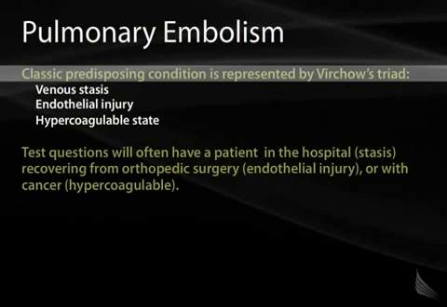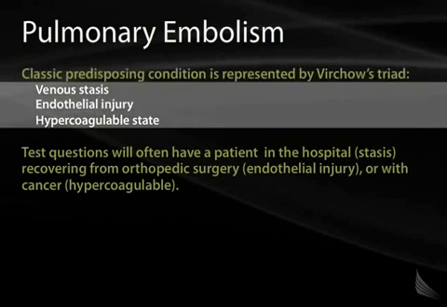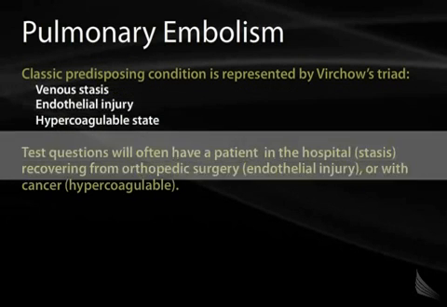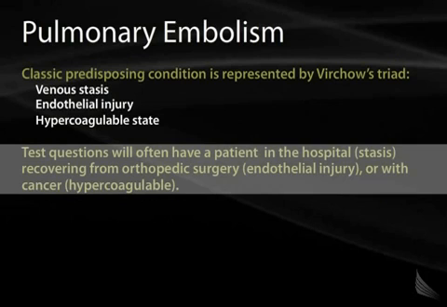The predisposing factors for this are summarized by Virchow's triad of venous stasis, endothelial injury, and a hypercoagulable state. Usually, test questions will allude to one of these predisposing conditions. For example, the patient will be in the hospital where they might be experiencing stasis. They might be recovering from an orthopedic surgery. They've had a recent endothelial injury as a result of this. Or they could have cancer, being a relative hypercoagulable state.